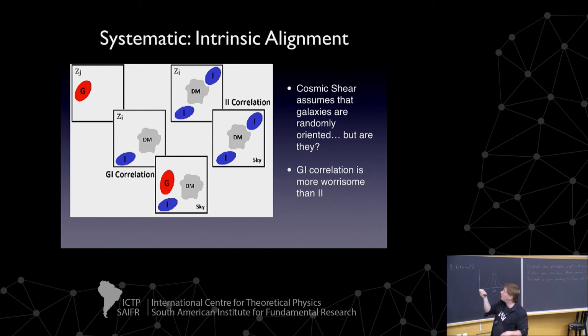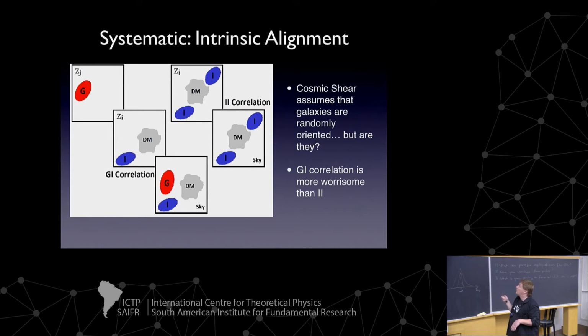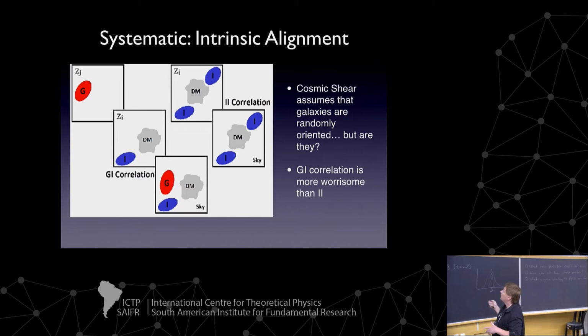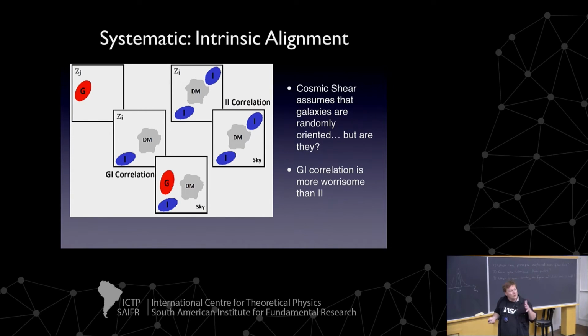So here you have the dark matter blob in the middle, and this is the intrinsic ellipticity of two galaxies. And you can see that they are somewhat aligned. So the assumption that galaxies are randomly oriented to begin with is not necessarily correct. And the question is, how important is this? Turns out II is not that important. It's like 1-ish% of the cosmic shear signal.